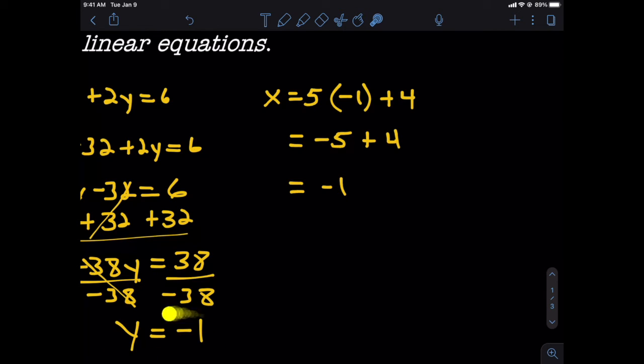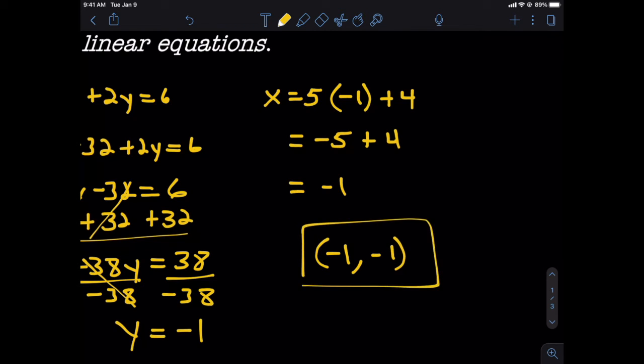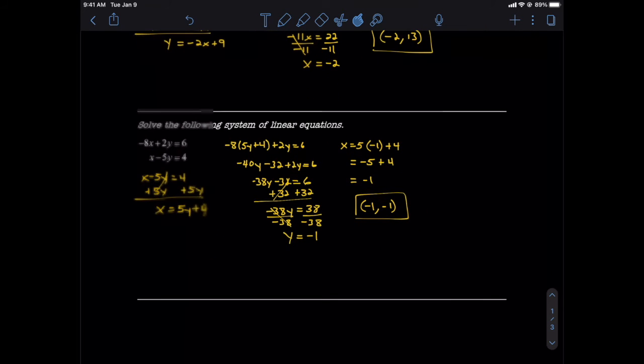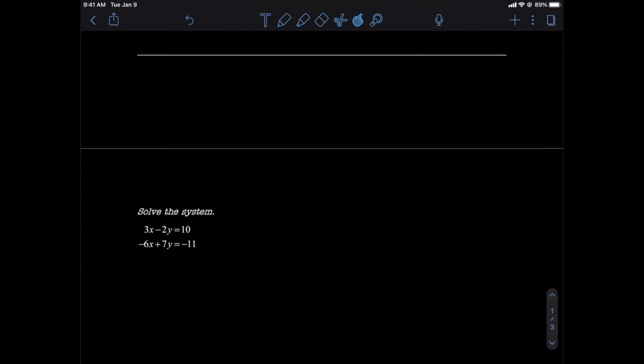We have a y value. We have an x value. So we can make a point for our final answer. X was negative 1, y was negative 1, and our answer is negative 1, negative 1. Once again, that process is solve, substitute, solve, substitute.